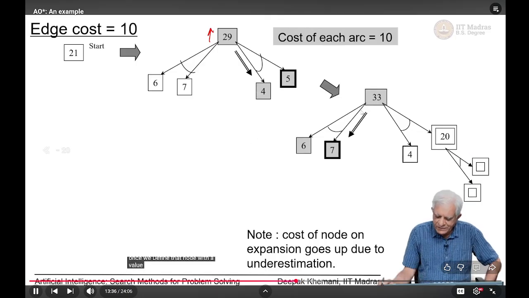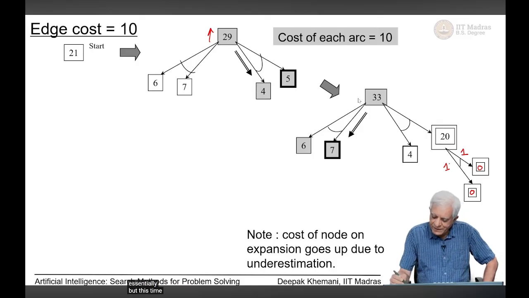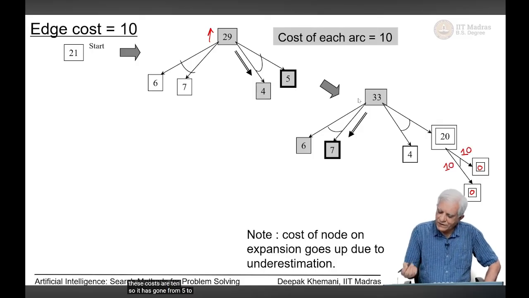Let's see. The last time we did that, this was the cost 0 that we have set for all leaf nodes. Last time this was 1 and this was also 1, so the 5 went down from 5 to 2. But this time these costs are 10, so it has gone from 5 to 20, and it should be above 40. That's why the right branch has suddenly started looking more expensive. The cost of the right branch is 4 plus 20, which went to 24, plus 20 because of this 10 and this 10. So this will be 24 plus 20, which is 44.